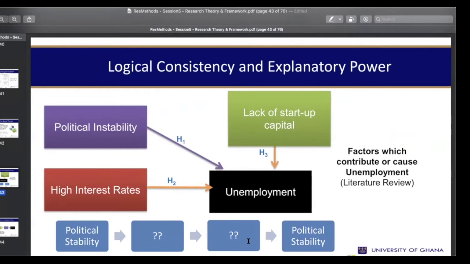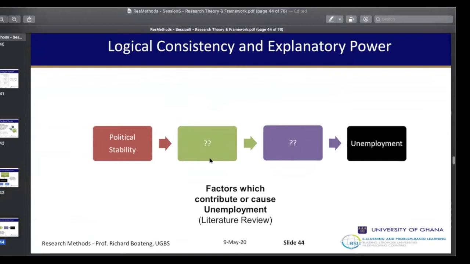Political instability can't go through one or two other issues before it can generate unemployment. Because when you have political instability, what happens? People have lost confidence in the economy, or the economy is not safe for trade. So what then will happen? People are told to stay home, there are coup d'etats or there are curfews.